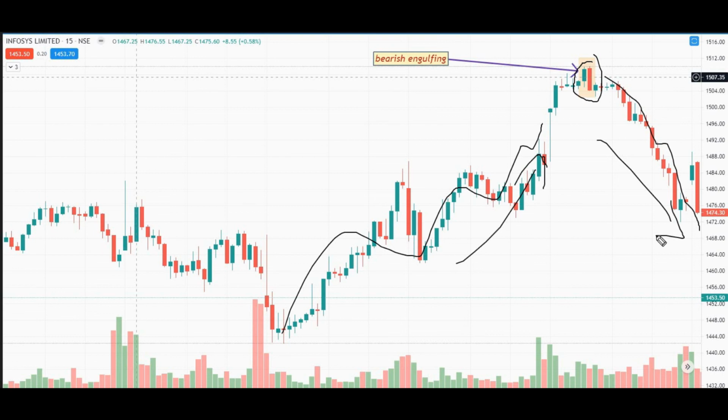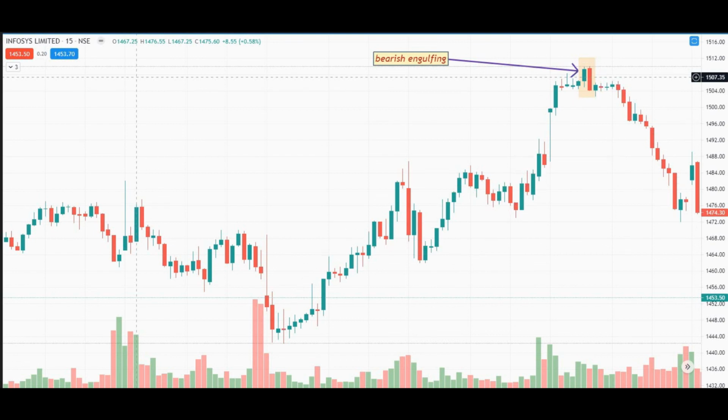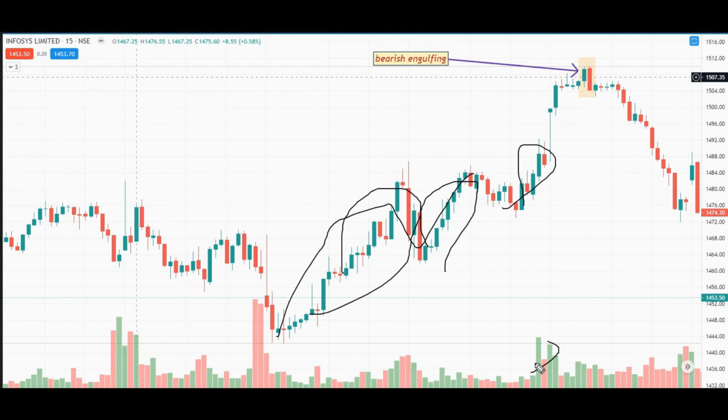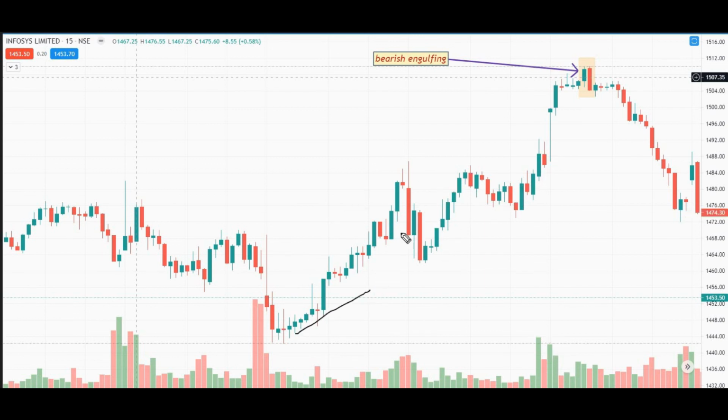Okay, see what is happening here in this chart. Prices were in a very strong uptrend. As you can see, buyers are dominating, bulls are dominating. See the buying volume, very strong buying pressure and very weak selling. But what is happening after this price movement?